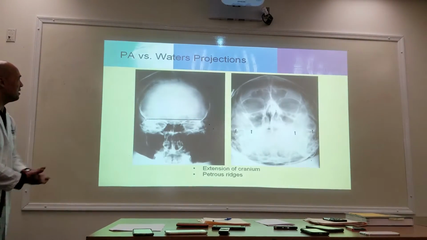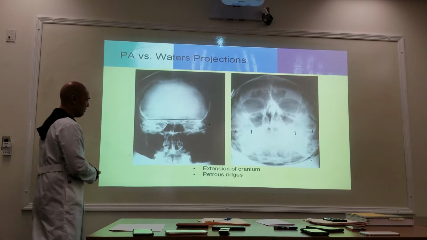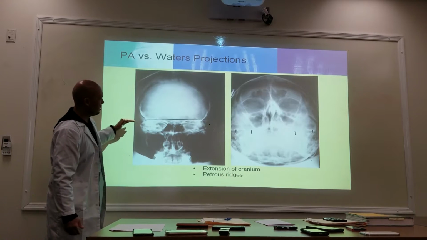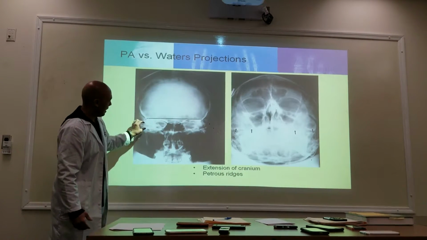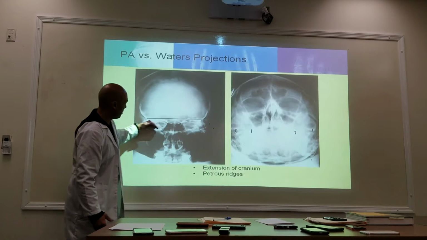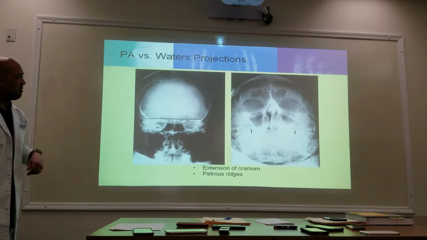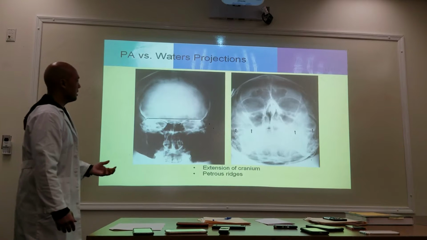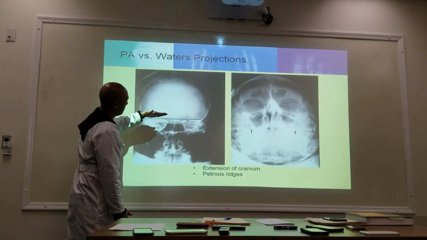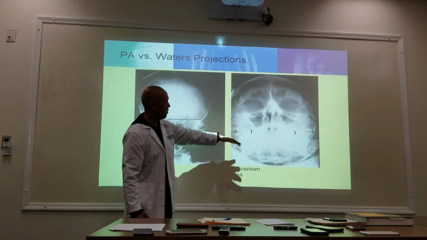First, let's look at the difference here between PA and Waters. With PA 0 degrees, again we have the ridge filling the supraorbital margin, and the petrous portion fills up the orbits. But if you look over here, if we do a very extended chin extension, it's going to bring the petrous ridges below the maxillary sinuses. And so here we have the Waters.